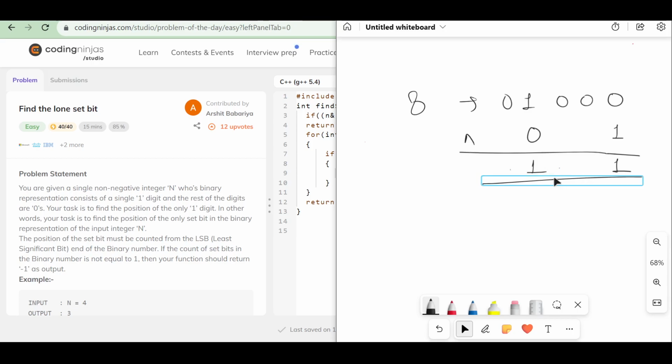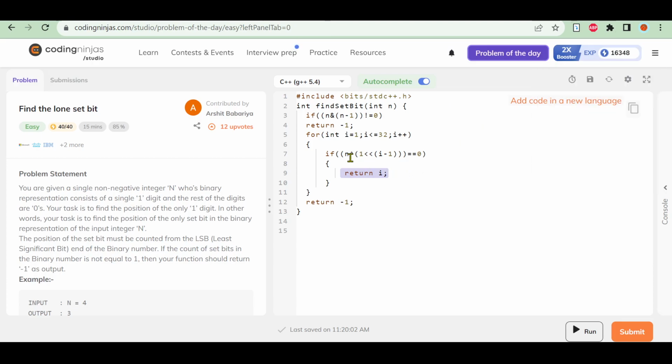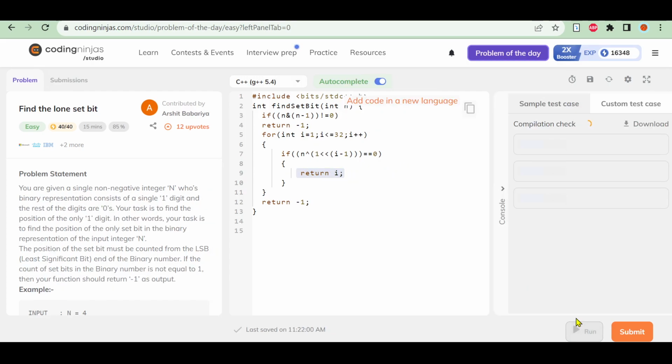I will return the bit position only when this 1 comes here. So the 1 will shift by one position more each time, and when it comes to the set bit, it will become 0. Now if I perform XOR operation, all the corresponding bits are the same, so the result will be 0. This condition will become true, and I will return the position of the bit, which is the ith bit. So this is the code, and it should work.